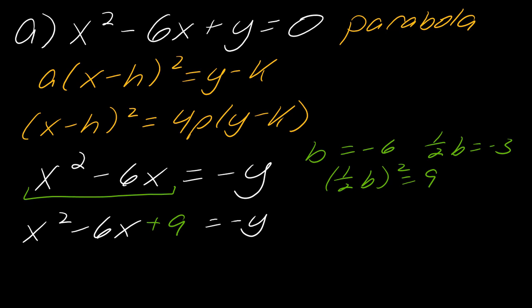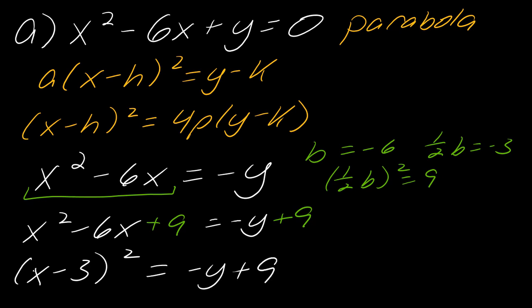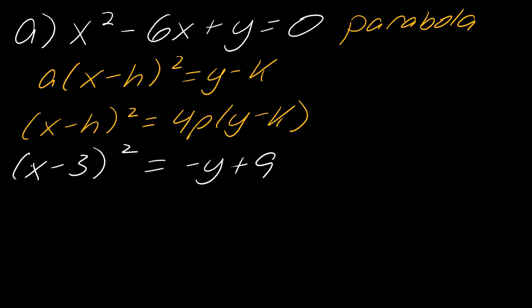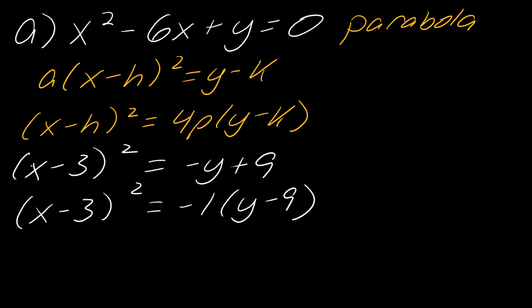Okay, so then I'm going to add that 9 to both sides of the equation to keep it balanced. And then I can rewrite this as x minus 3 squared equals -y plus 9. Now, notice this side, we want a positive y. So now I just have to force that. Just to make this look like the right format, I'm going to factor out -1, and now this becomes y minus 9. And now I have this in the form of the conic section.